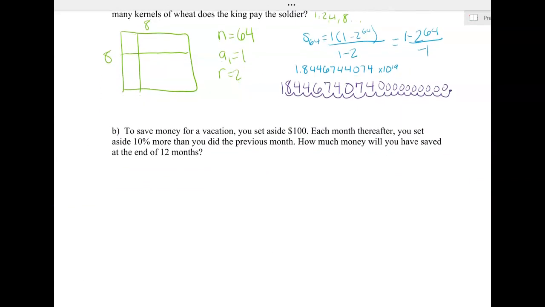Alright. And then the last one: to save money for a vacation, we set aside $100. Each month thereafter, we set aside 10% more than we did the previous month. How much money will we have saved at the end of 12 months? Alright. So, at the first month, I set aside $100. The next month, 10% more than that would be $110. The next month after that, that would be 10% more than $110, which should be $121.